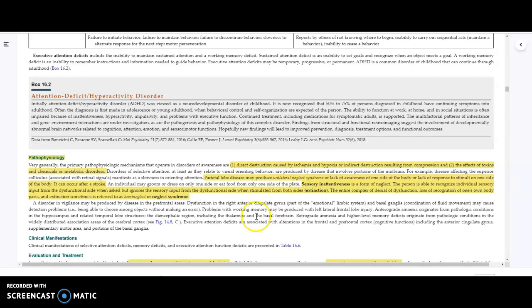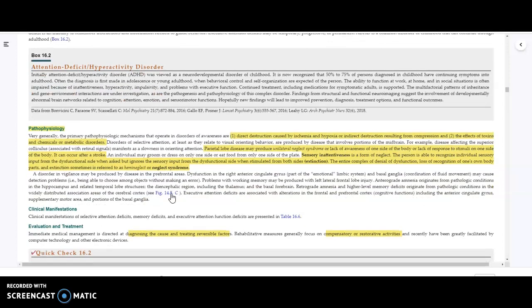And then it also goes into some of the neglect syndrome that would be more holistic of one's whole body instead of just a unilateral side. So be aware of that.